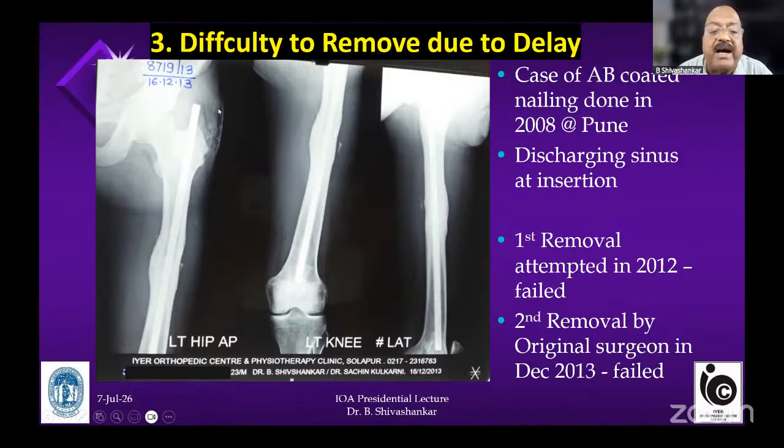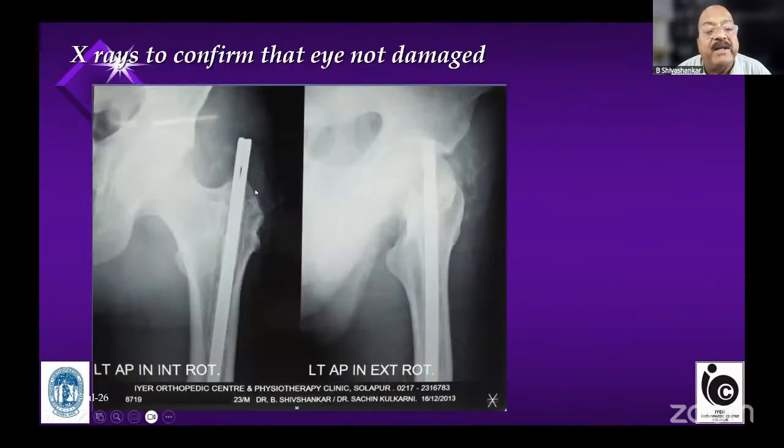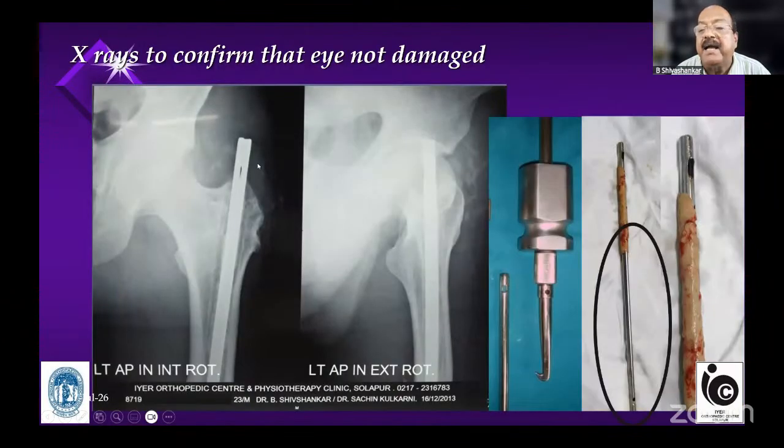He went back to the earlier surgeon. He tried a second time. He also was unable to remove it. Then the patient was referred to me. That was when I confirmed that the eye of the nail was intact, and I designed a heavy duty extractor. On one side the nail hook sits, and on the other side it gets attached to the interlocking extraction set.